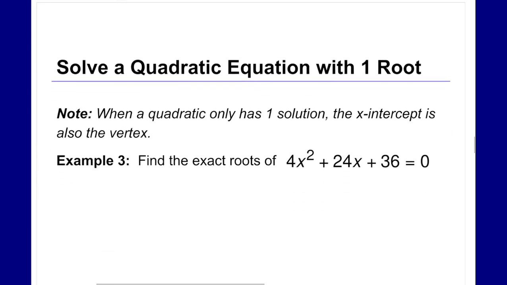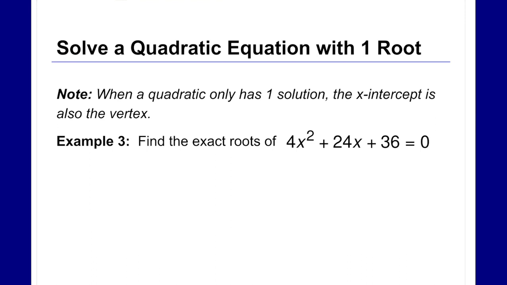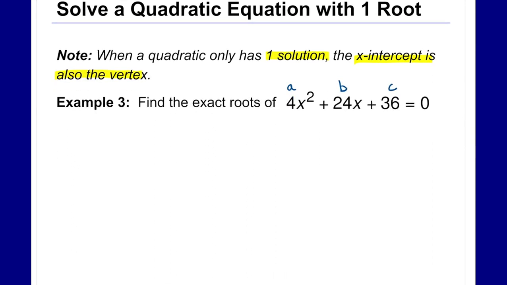Now the next scenario we're going to look at, so we looked at two roots, we're going to look at one root. One thing to note, if the quadratic only has one solution, then the x-intercept is also the vertex. Right? So if it has one x-intercept, it has to also be the vertex. And again, nothing's really going to change in what we're doing. It just means we're only going to have one answer in the end. So we have our a, our b, and our c value. We're going to take those and plug them into our quadratic formula.